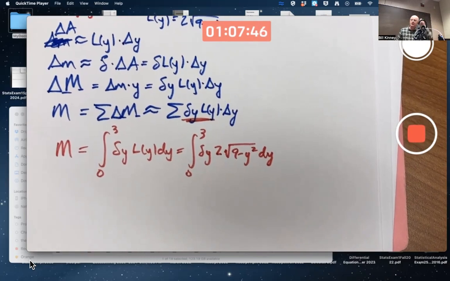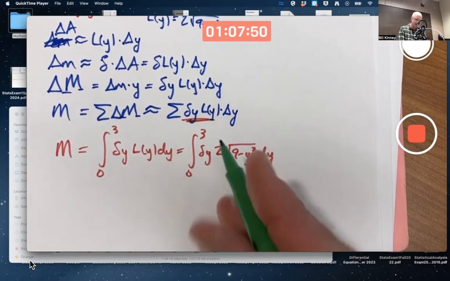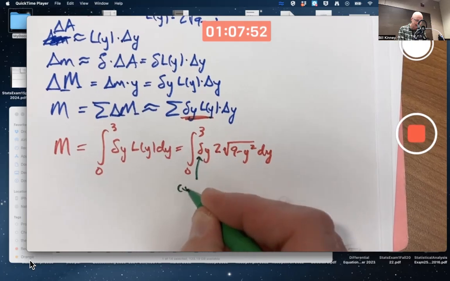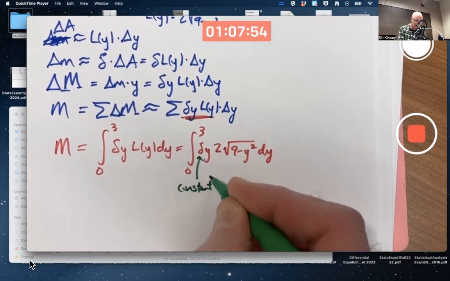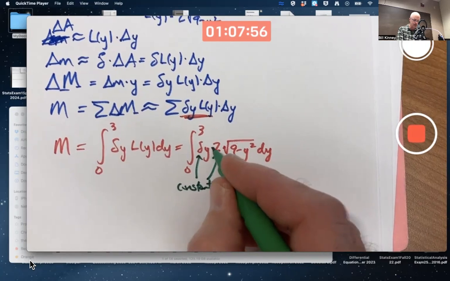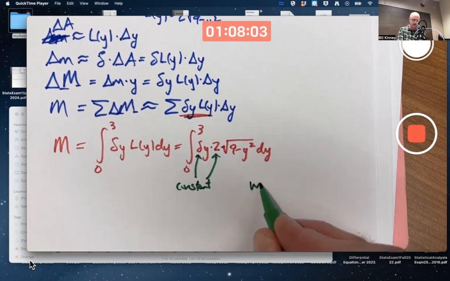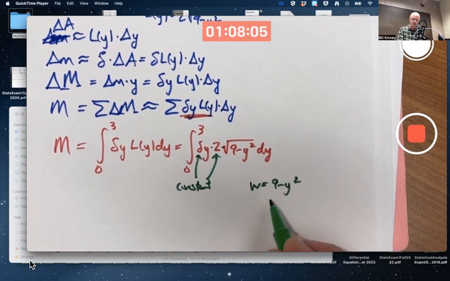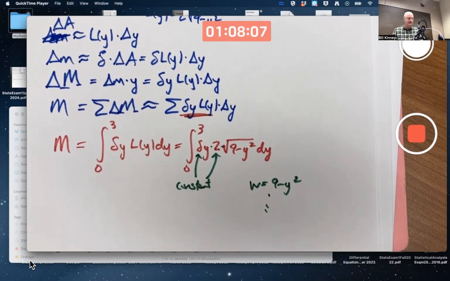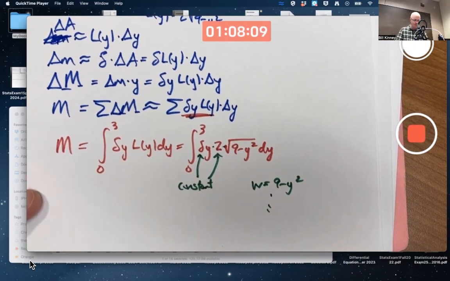Is that a hard integral to do? Not as hard as it looks. Keep in mind delta is a constant. Of course, 2 is a constant. That's a times 2 in there. To do the integral, you could do a pretty simple substitution, actually. You could do w equals 9 minus y squared. That would give you the moment.